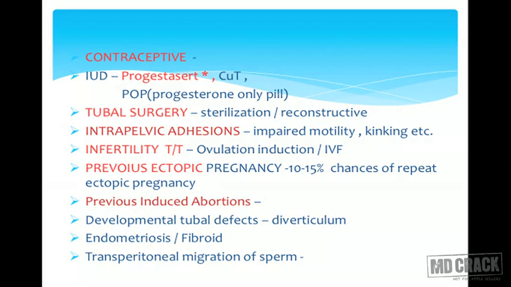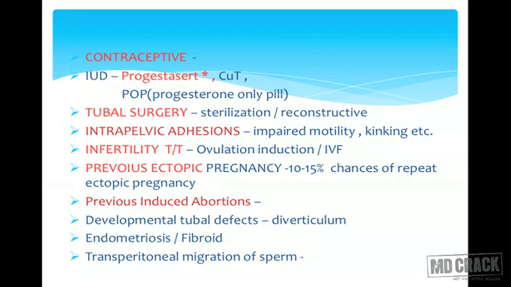Even copper T, which is an intrauterine device, gives protection against intrauterine pregnancy but may lead to increased chances of ectopic pregnancy. Condoms and barrier methods give protection against both intrauterine as well as ectopic because they are not allowing the sperms to ascend up. Tubal surgeries, again a very common cause of ectopic.